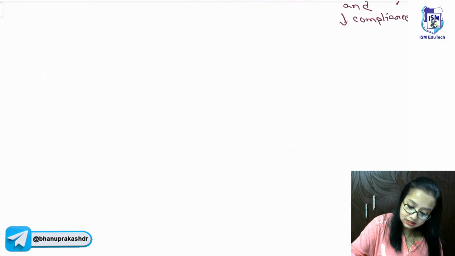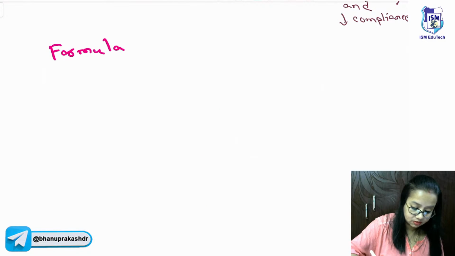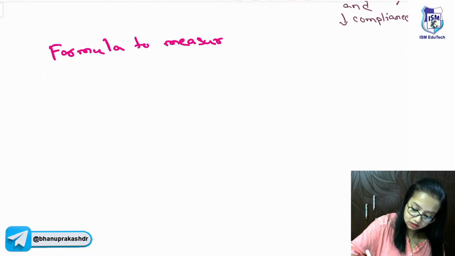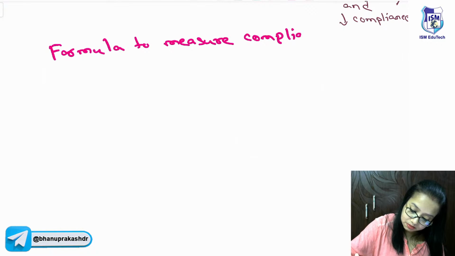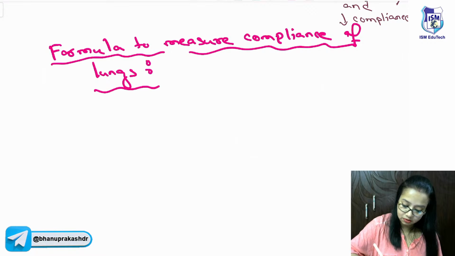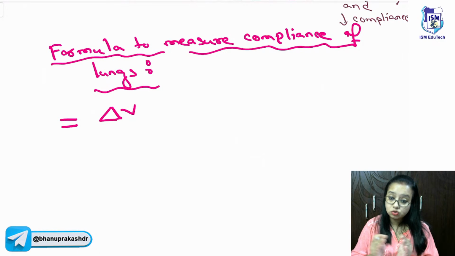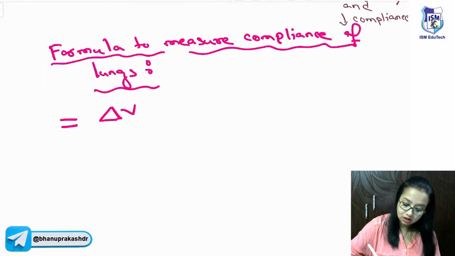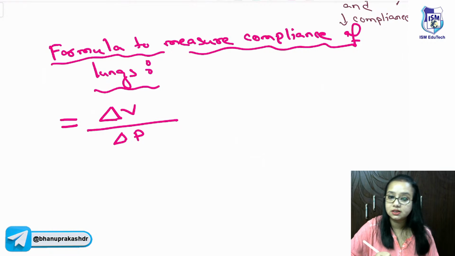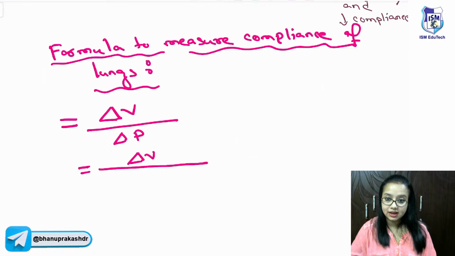Now, there is a formula to measure this compliance. What is the formula to measure the compliance of lung? The formula is change in the volume, like how much volume has been expanded, has been stretched within the lungs under the influence of pressure. This volume is measured in ml, like this much ml of air has come.